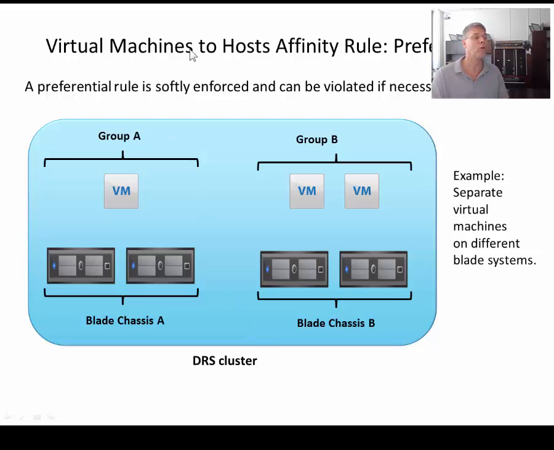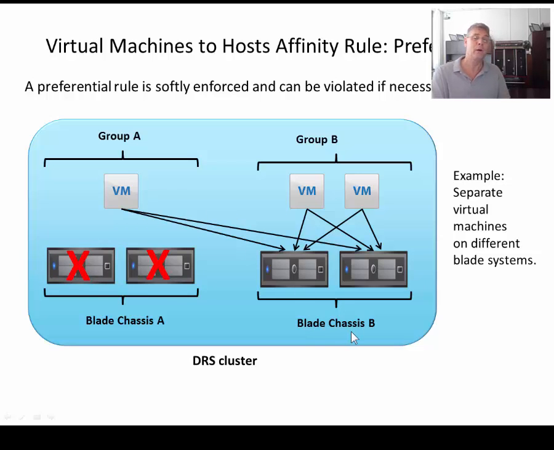Let's look at a little demo concerning preferential rules. So we have virtual machines to host affinity rules. We have group A of virtual machines, and that is preferably run on blade chassis A. And we have group B of virtual machines, and preferentially, ideally, it's going to run on the ESXi host and blade chassis B. However, if the ESXi hosts crash for the blade chassis A, then the virtual machines will be able to start up on another ESXi host. That is preferential. We would prefer it to be a particular way, but if it can't be that way, then we can allow the virtual machines to run on another ESXi host. That's preferred.